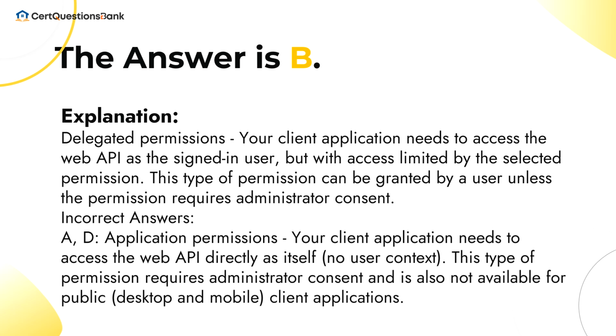Delegated permissions: your client application needs to access the web API as the signed-in user, but with access limited by the selected permission. This type of permission can be granted by a user unless the permission requires administrator consent. Incorrect answers A and D: application permissions. Your client application needs to access the web API directly as itself, with no user context. This type of permission requires administrator consent and is also not available for public, desktop and mobile client applications.